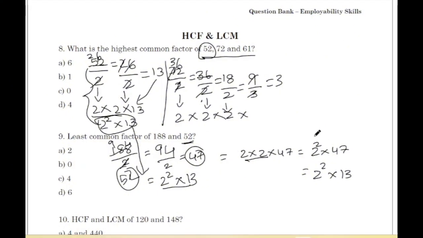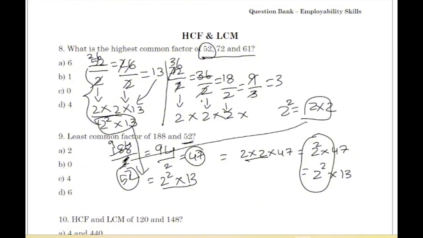See something common. The common is this one, and hence you're supposed to take the common. 2 into 2 is how much? 2 to the power of 2 is nothing but 2 into 2, and hence the answer is nothing but 4.